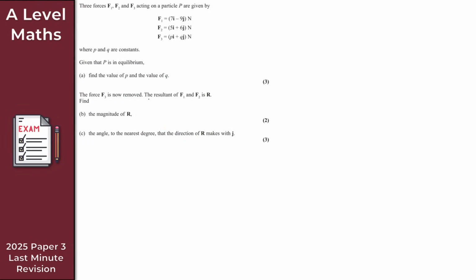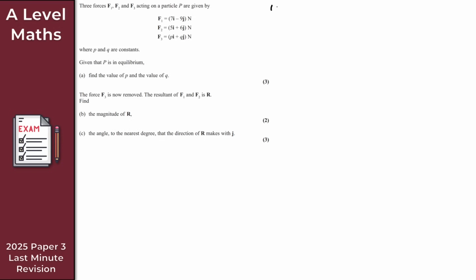So for the next question here, question 2, as we can see, we've got these three forces, F1, F2, and F3. And these three forces are acting on a particle P, and they're given as follows. So P and Q are just constants. But given that the particle P is in equilibrium, all we want to do here, for the first part of this question anyway, is just find the value of P and the value of Q.